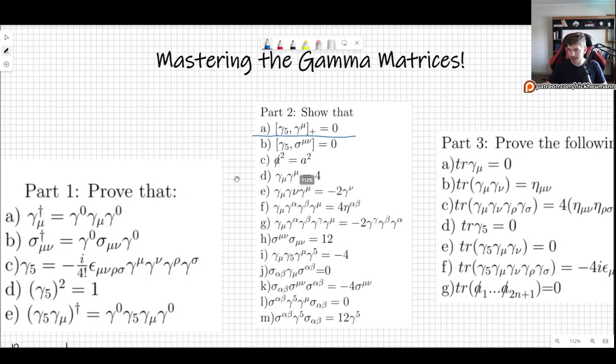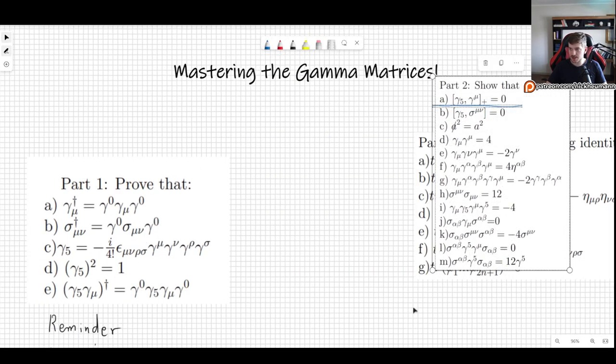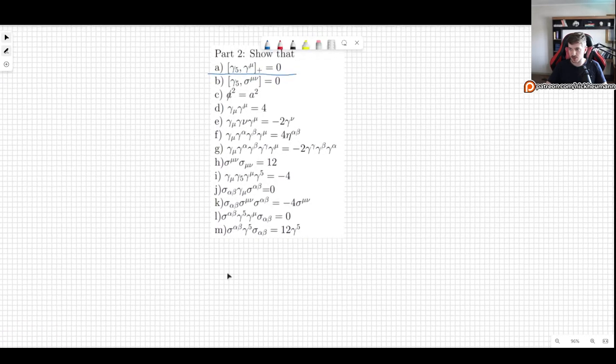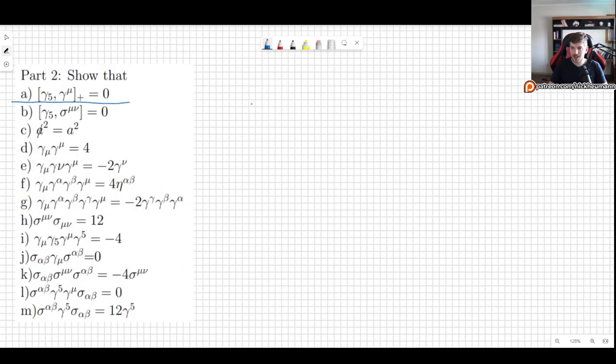And now we have to continue with part 2. So maybe let's take this and just move it to the side so that I have some more room far away from part A, which is now in the past. So let's now go ahead with part 2B.